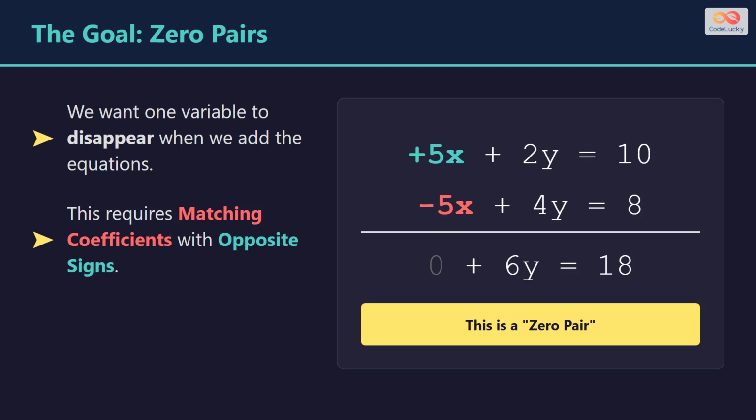First, let's remember our goal. We want to create a zero pair. This means we need the coefficients of one variable to be the same number, but with opposite signs, like +5 and -5. When we add these together, they disappear, leaving us with an equation we can actually solve.